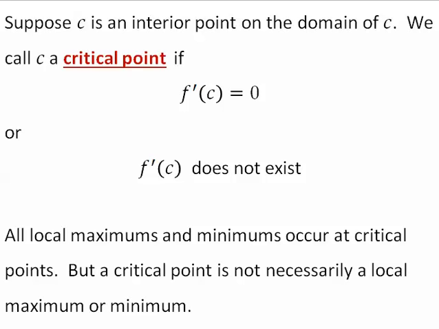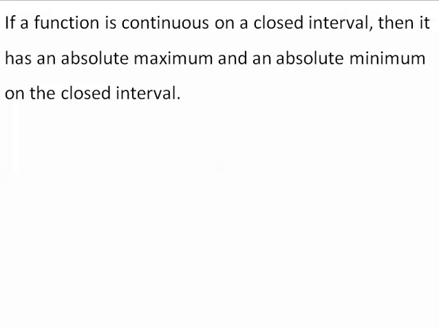But just because you're a critical point doesn't mean you're a local max or min. Those points have to be checked. So we know that if a function is continuous on a closed interval, then it will have an absolute max and an absolute min. And here's the procedure to find the max and min.